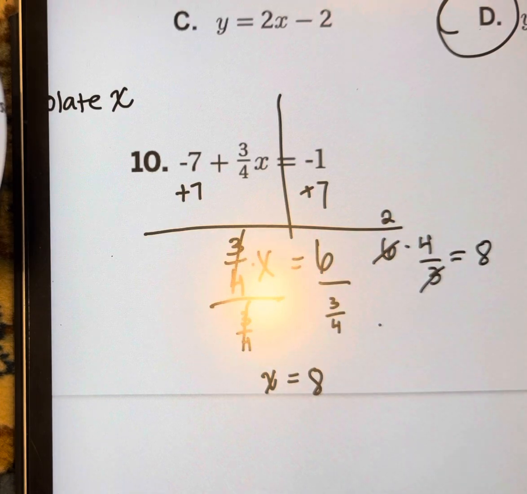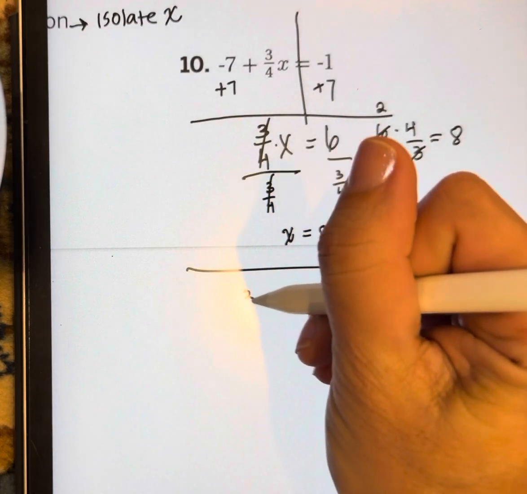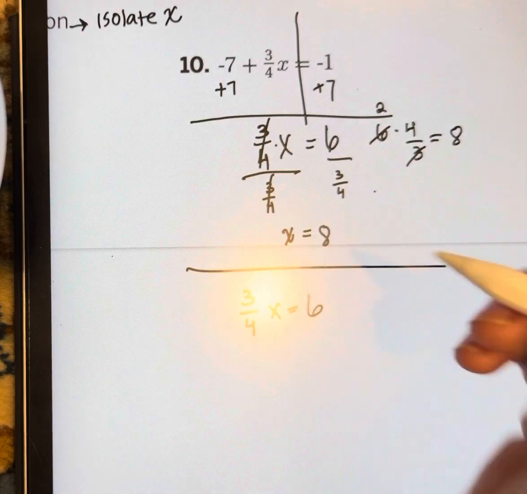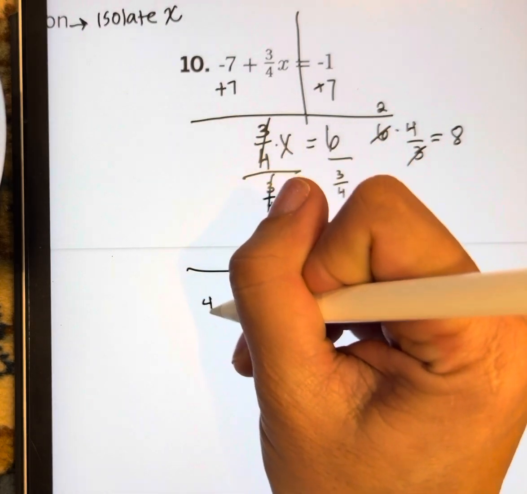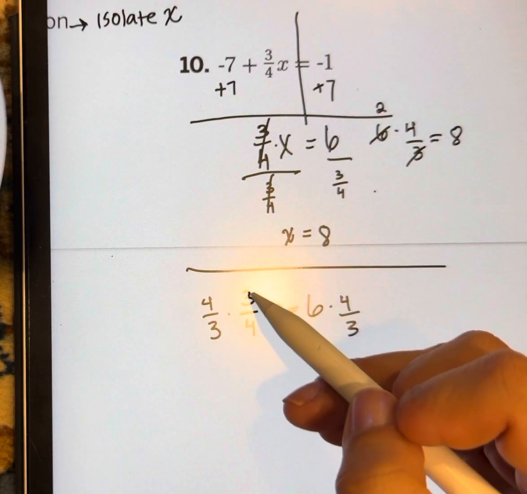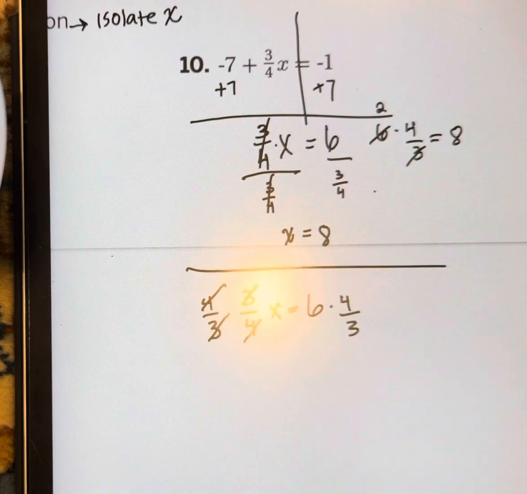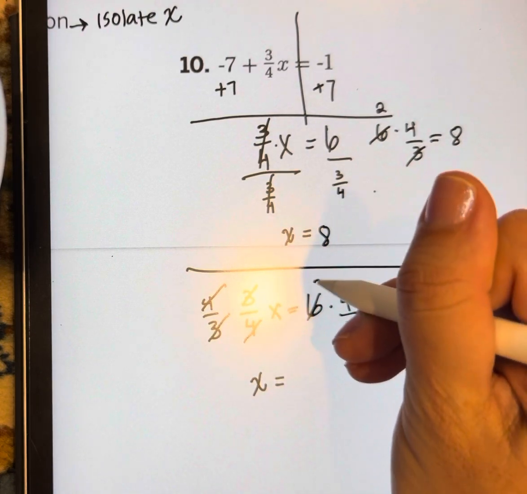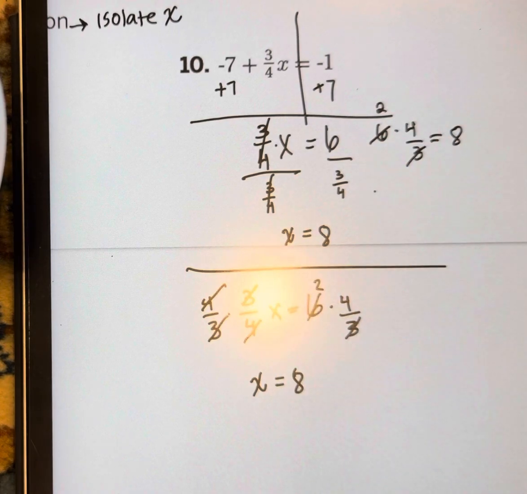x equals 8. Just to show you what I would have done at this stage in the game, instead of dividing by the 3/4, I would have multiplied by the reciprocal. The reason being that you can cross-cancel stuff out. So if I put the reciprocal right here, everything will cross-cancel out, and I'll have x equals. And then here we'll cross-cancel, and then 2 times 4 is 8. So it's the exact same thing that happened last time, just a different way to think of it and look at it. Alrighty, you guys.